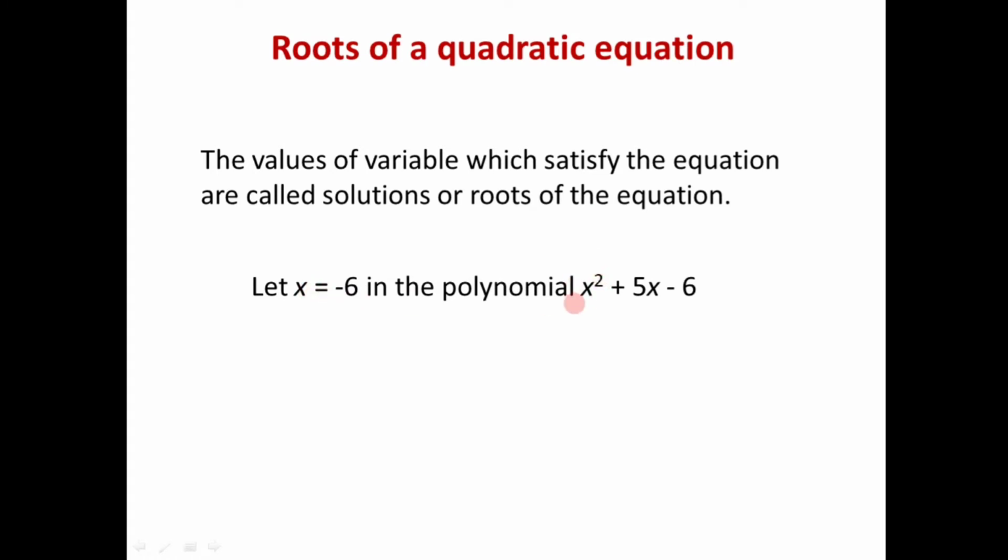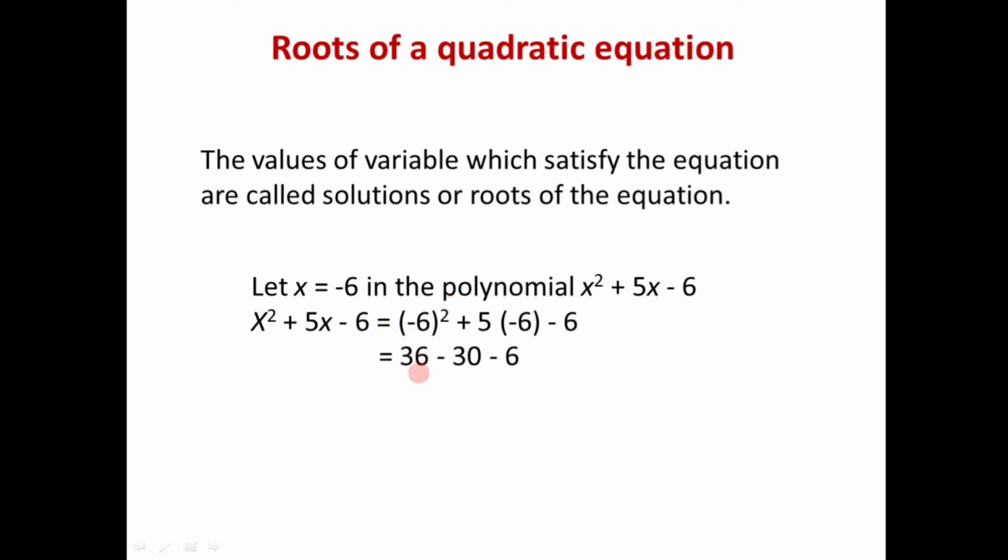Suppose we have a polynomial x square plus 5x minus 6. If we equate this to 0, it will become an equation. So we have to decide whether x is equal to minus 6 is the root of that equation or not. For that, if we substitute variable x here by minus 6, we get x square plus 5x minus 6 is equal to, so we have to replace here x by minus 6, so minus 6 square plus 5 into minus 6, last term as it is.